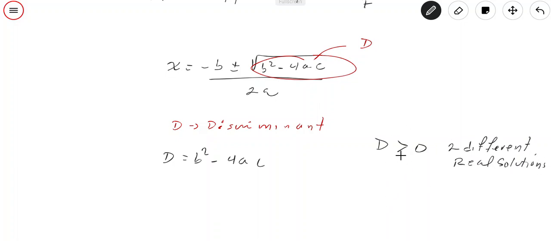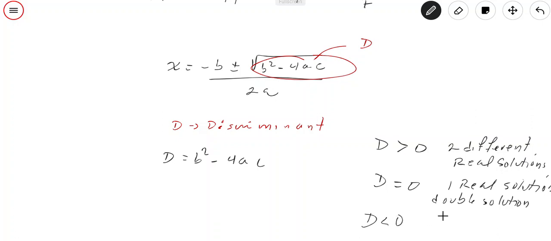When the discriminant is positive, greater than 0, if you solve the equation, you're going to get two different real solutions. When the discriminant is equal to 0, you're going to have one real solution. There is a double solution, so it's the same solution twice. When the discriminant is lower than 0, you're going to have two different complex solutions.